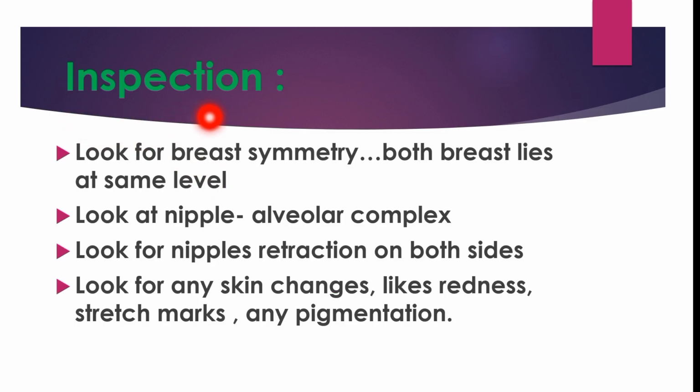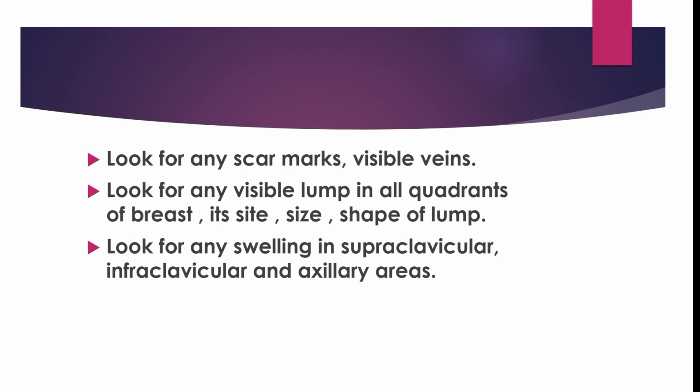The next step is the inspection. In inspection, look for the breast symmetry, which means whether both the breasts lie at the same level or not. Then look at the nipple areolar complex area. Also inspect for nipple retraction on both sides of the breast, and also look for any visible skin changes like signs of inflammation that include redness, any stretch marks, or any kind of pigmentation on both sides of the breast.